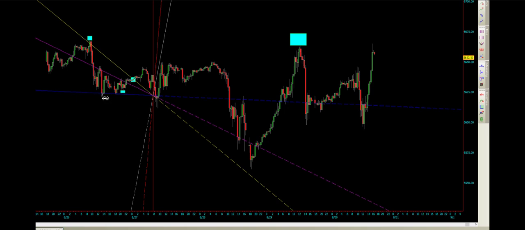Okay, blue, magenta, vertical line is this one. Market went up for a few hours and we got a smack down. This is your 824, sorry, 827.